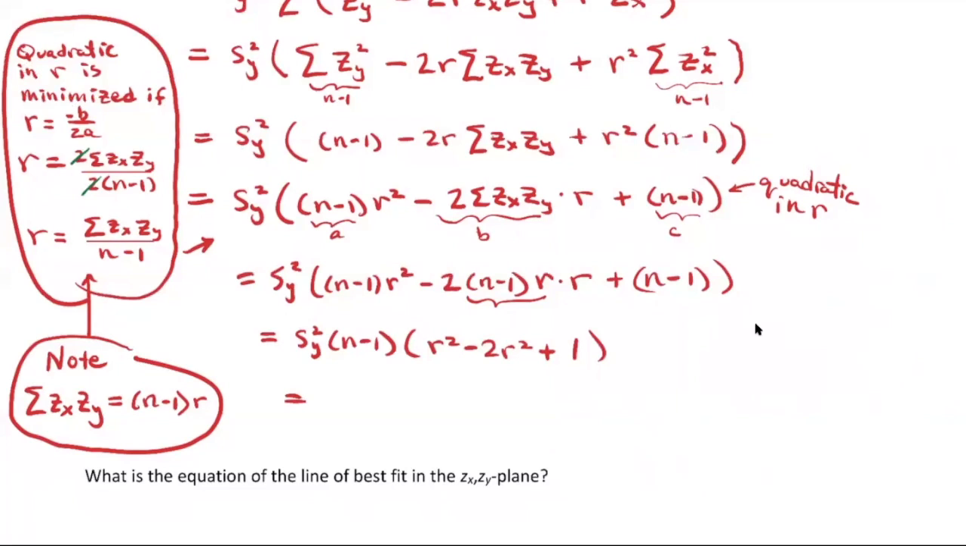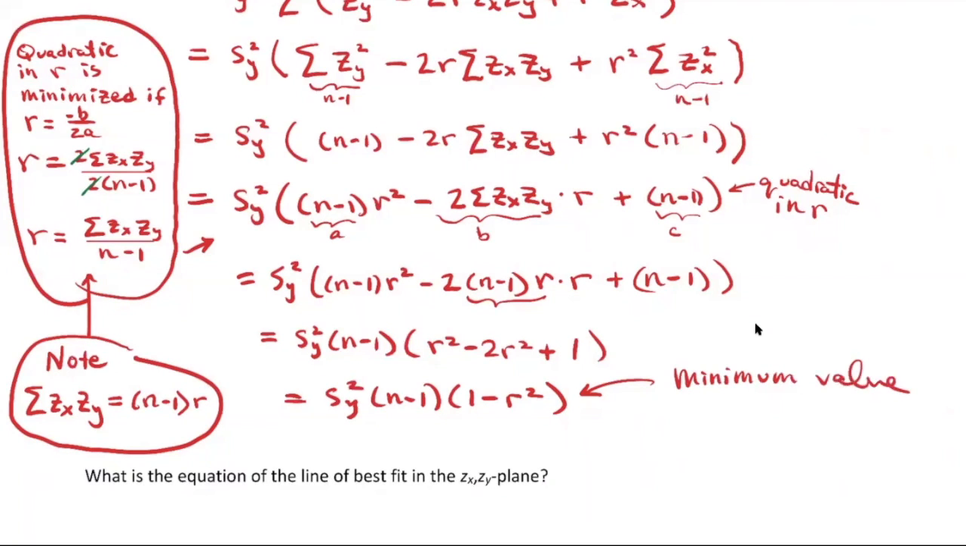Turns out this is sy squared times n minus 1. So r squared minus 2r squared is negative r squared, so we would just write this as 1 minus r squared. Interesting. Okay, so that's the minimum value of the sum of squared errors from the line.